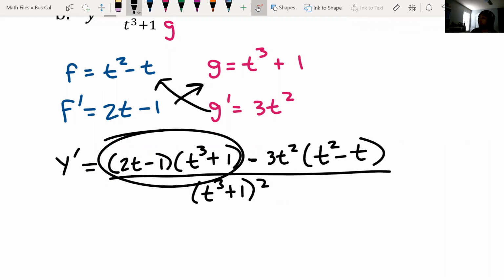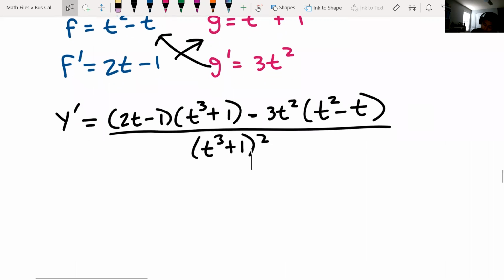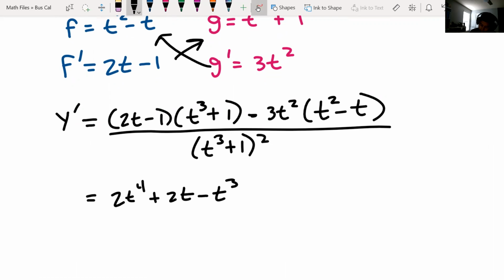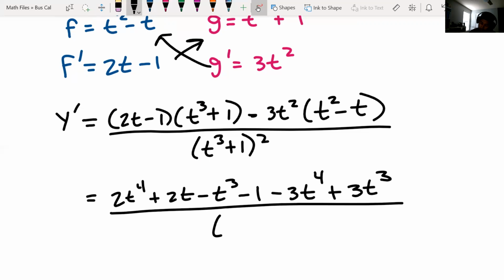So we have to FOIL the first two sets of parentheses here. So I'll get 2t to the 4th plus 2t minus t cubed minus 1, and then distribute that negative 3t squared over here, and you'll get negative 3t to the 4th plus 3t cubed. Just watch your signs and watch your distributing.